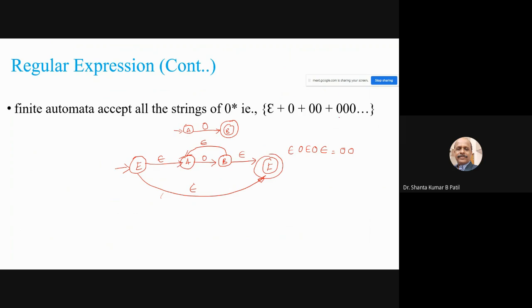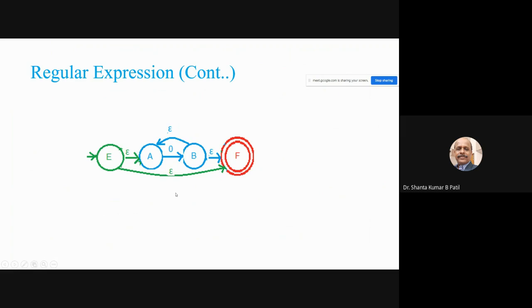In order to get triple 0, start with the initial state: epsilon 0 epsilon 0 epsilon 0 epsilon. So altogether it is triple 0. This is how the finite automata is going to accept triple 0, four 0s, five 0s. Hence this is the finite automata for 0 star. This is how the finite automata looks.